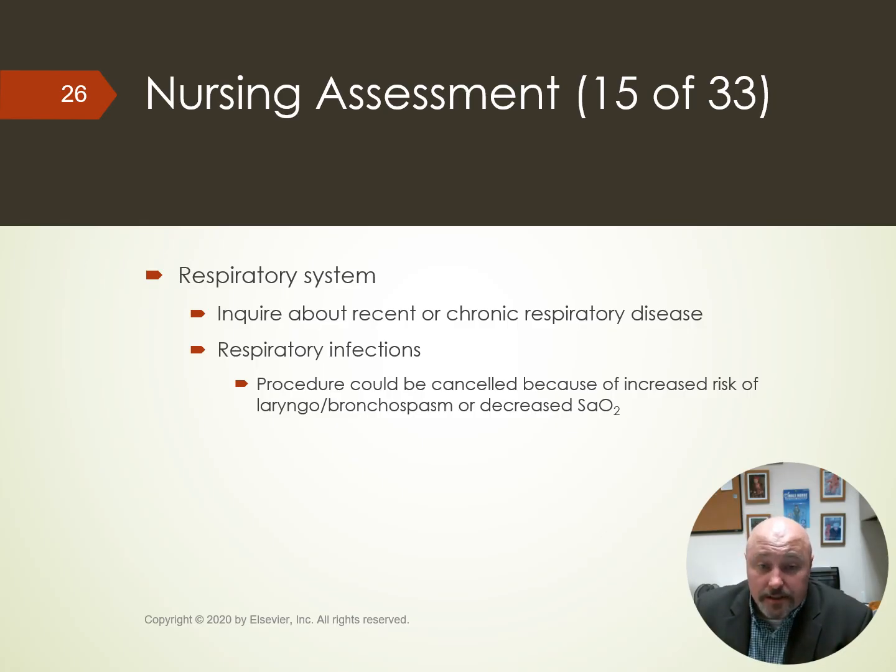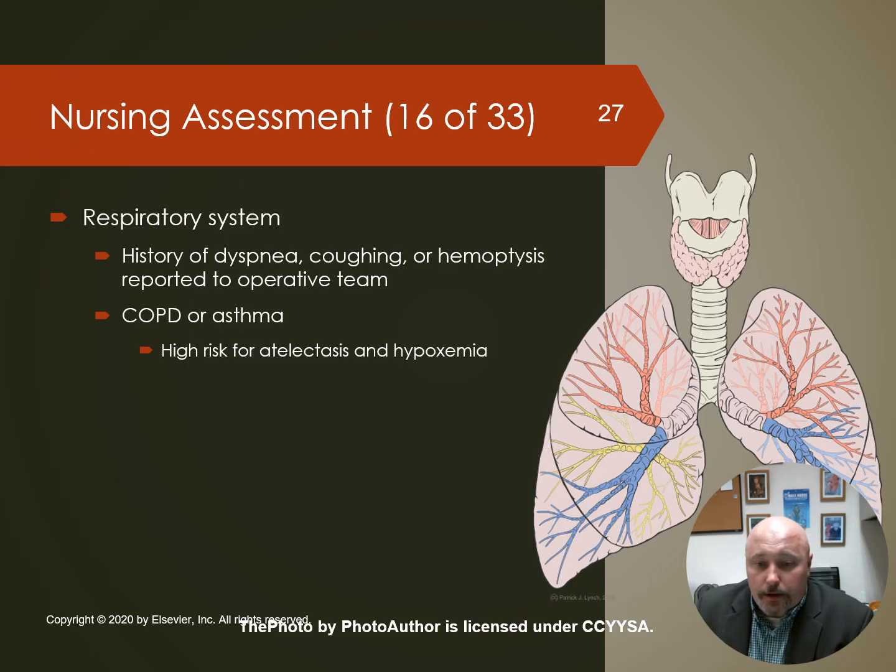For the respiratory system, we should inquire about any recent or chronic respiratory diseases, including infections, procedures that should be canceled because of increased risk of laryngobronchospasm, history of smoking, or a decreased SaO2. We should listen to the patient's lung sounds and assess the respiratory system carefully, and also assess for a history of dyspnea, coughing, or hemoptysis, COPD, asthma, or any other condition that would place them at high risk for atelectasis or hypoxemia.